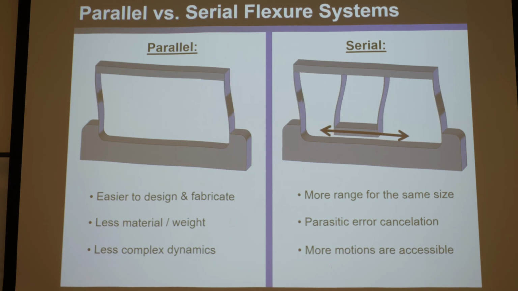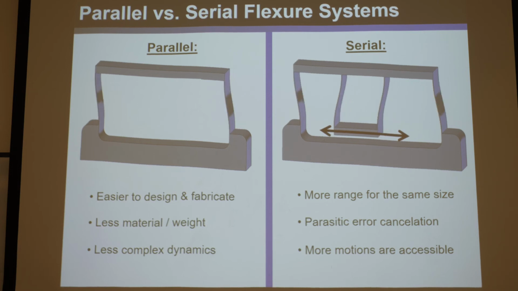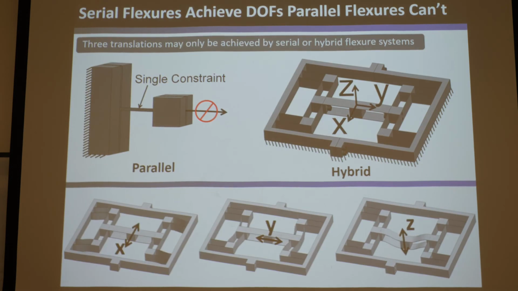But the real advantage of serial systems is they can access motions that parallel systems can't, as I've already hinted to. Okay. So sometimes you're forced to. Sometimes there's no parallel system that can get the freedom space, and so you need to make it serial or hybrid. Okay. Let me give you an example of one.